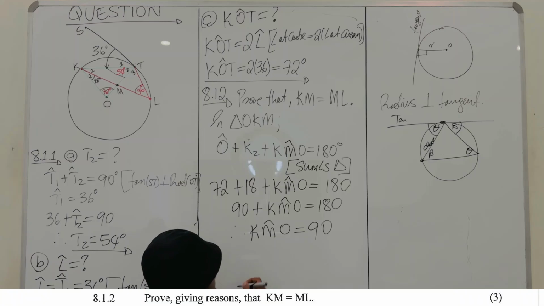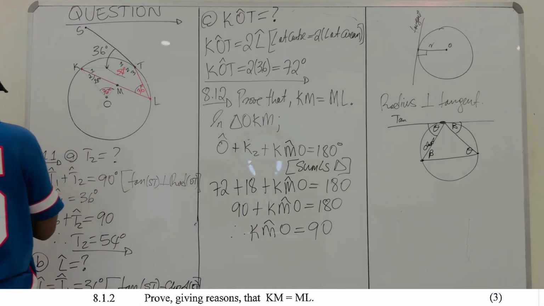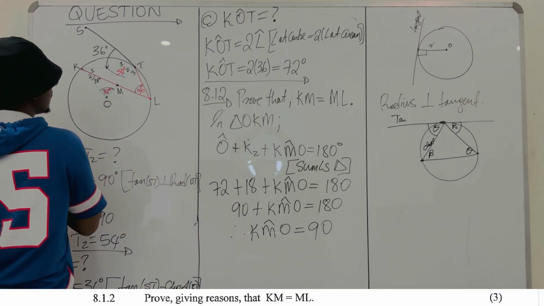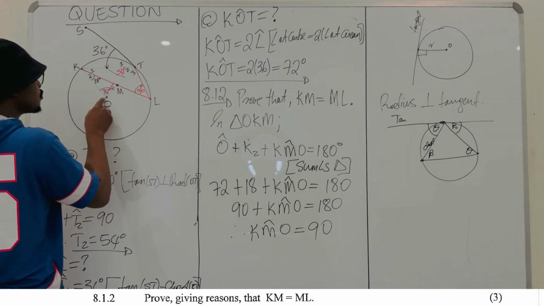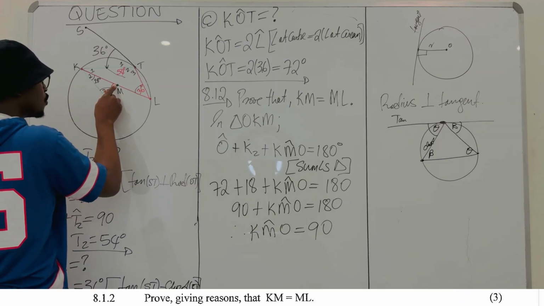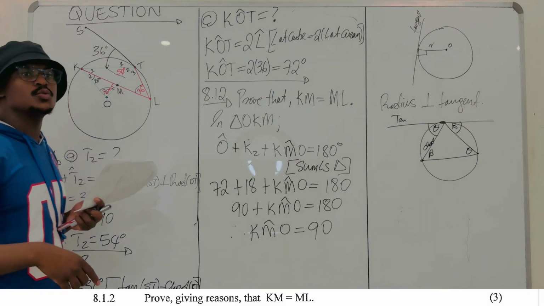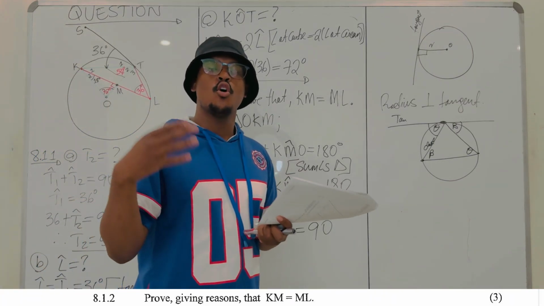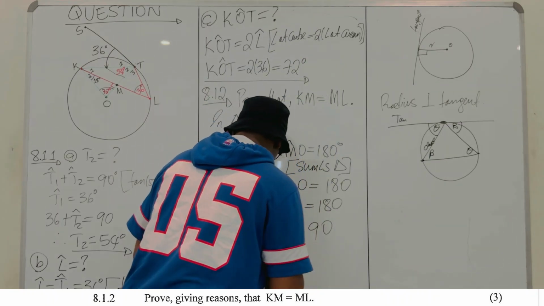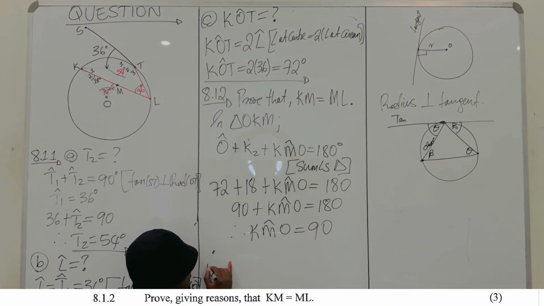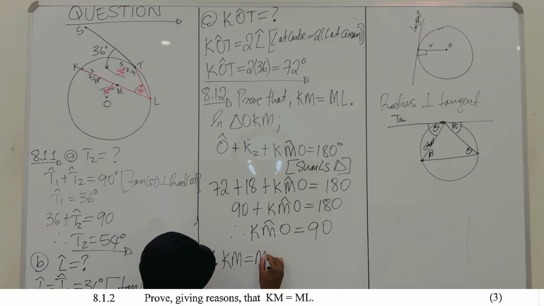So we have shown that this angle over here is 90. So now you have a line from the center perpendicular to a chord, so it will bisect the chord, which means it will split your chord into two equal parts. So we are safe to say now, therefore, our KM is equal to ML.